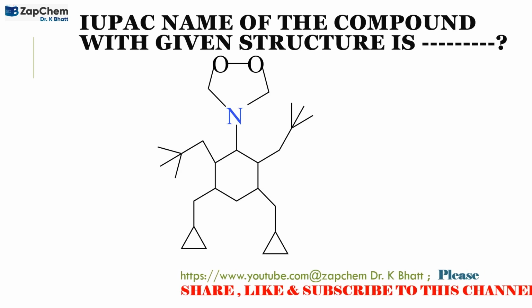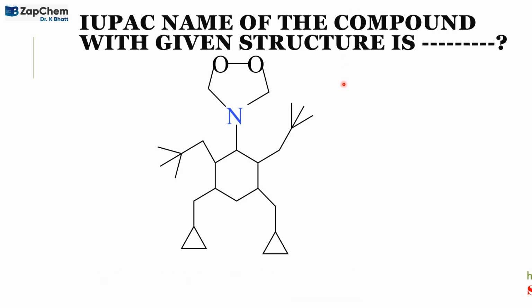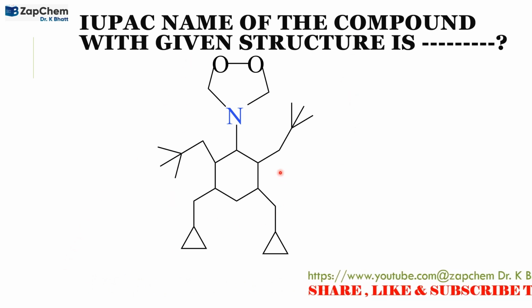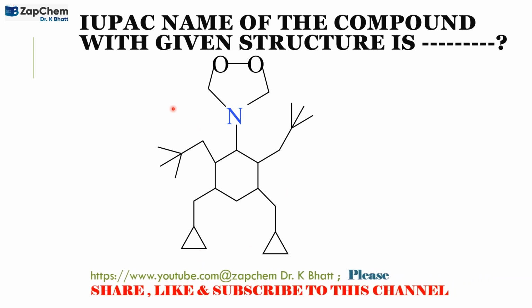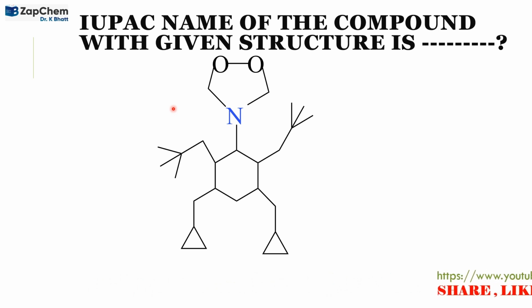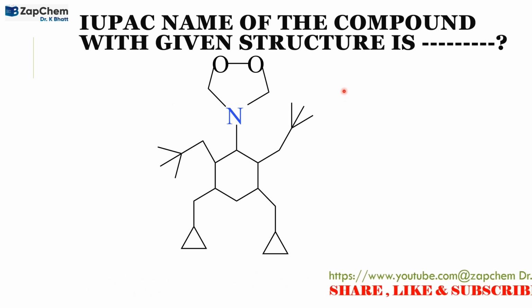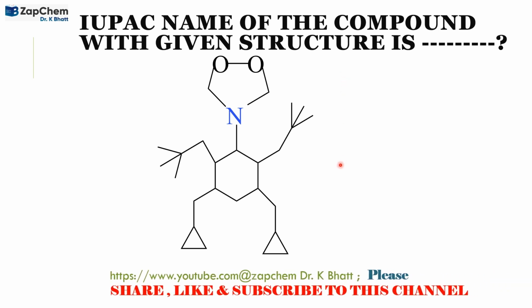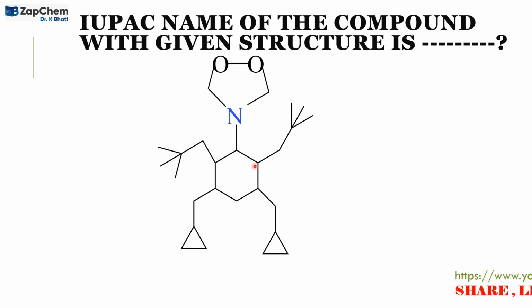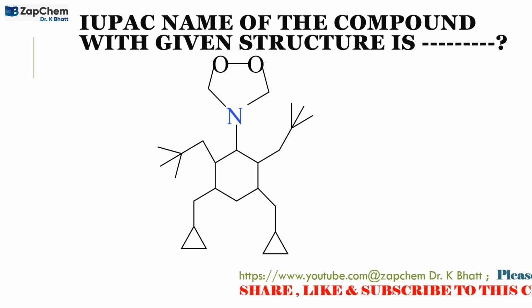IUPAC name of the given compound with the structure is, and here is the structure. We have to assign an IUPAC name to this structure, and one may call it a froggy structure just for fun, but IUPAC says no, it has its own name, and therefore we are required to find out the name of this structure as per IUPAC norms.